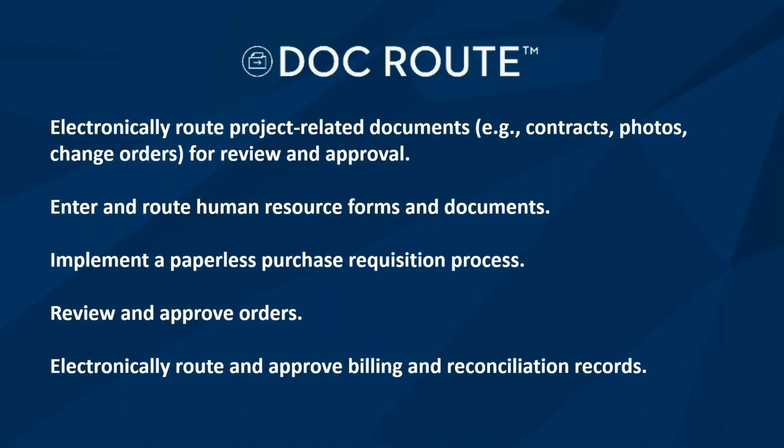We can implement a purchase process. So perhaps we want to issue a purchase order, but it needs internal approval first. Well, we can essentially take the functionality we're going to be looking at with AP Flow and apply that to any other document type, and that will facilitate the document routing.